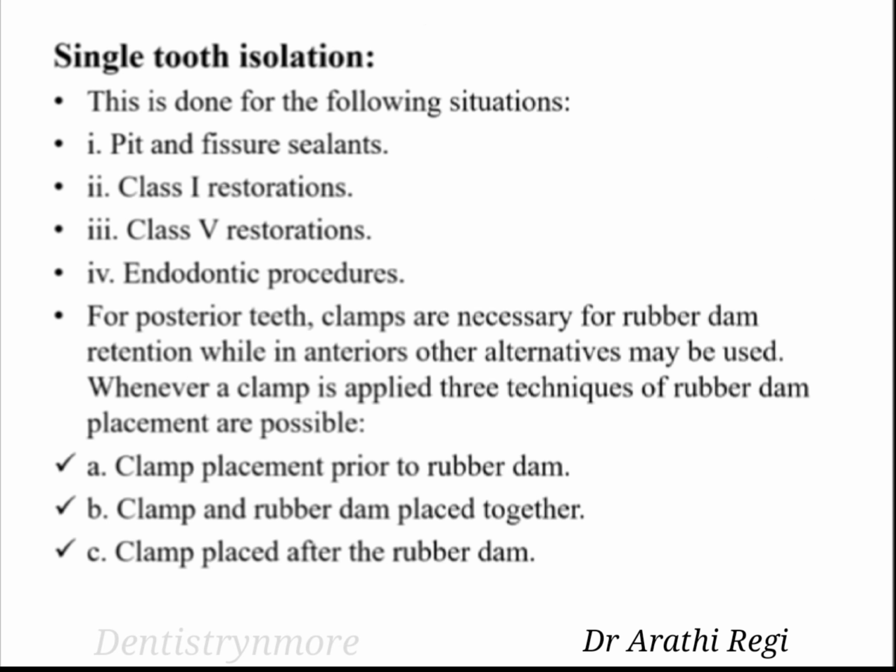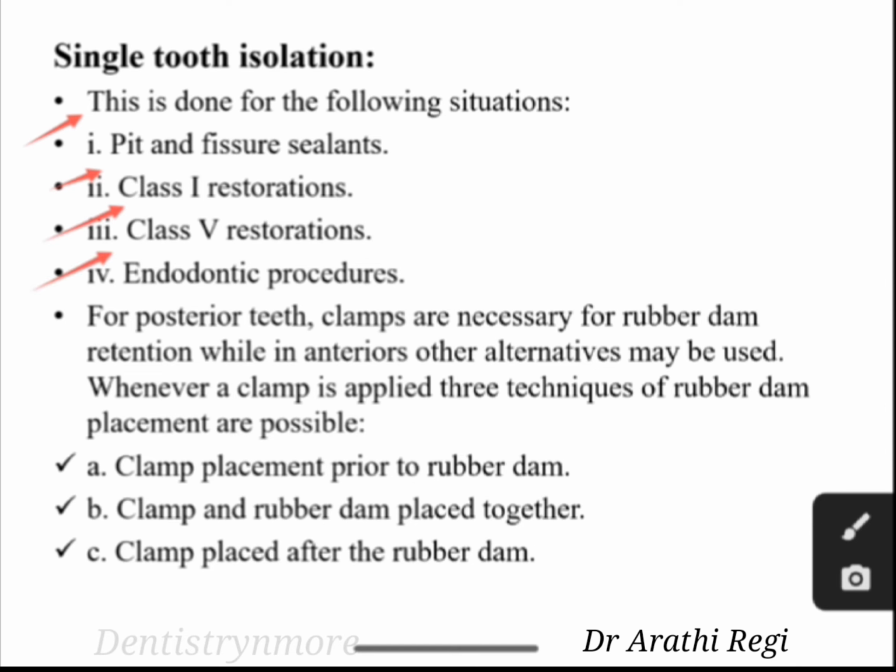There is single tooth isolation and also multiple tooth isolation. Single tooth isolation is done for situations like pit and fissures, class 1 restoration, class 5 restoration, and endodontic procedures. In case of posterior teeth, rubber dam retention is necessary, while in other cases alternatives can be used. The clamp is applied in 3 techniques: the clamp is placed prior to the rubber dam, the clamp and the rubber dam are placed together, and the clamp is placed after the rubber dam.